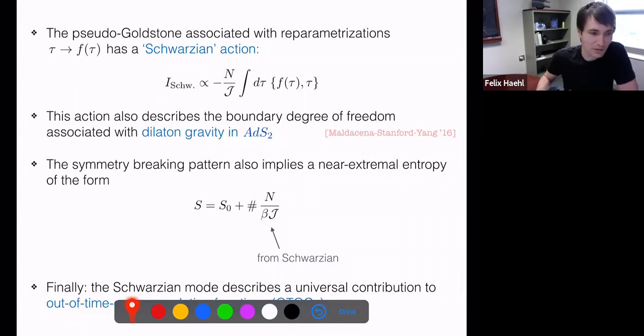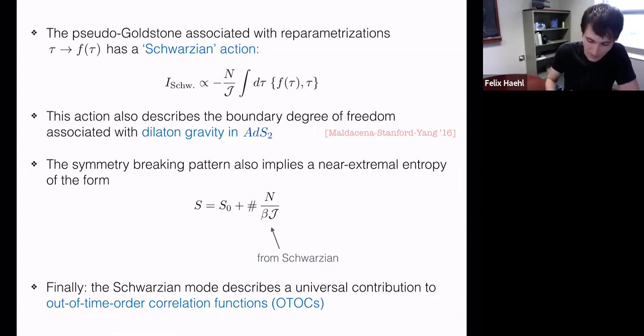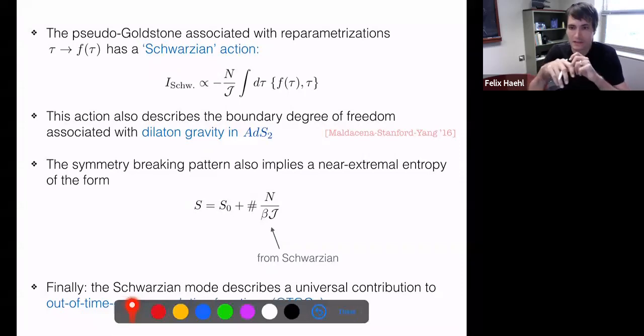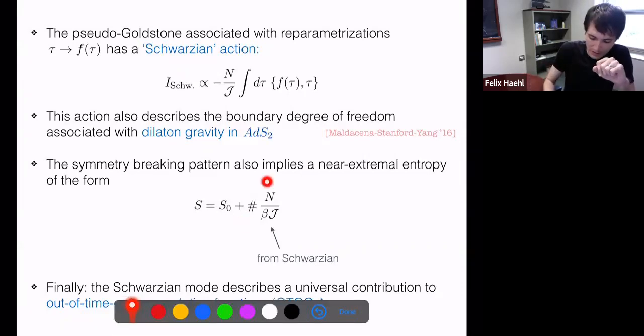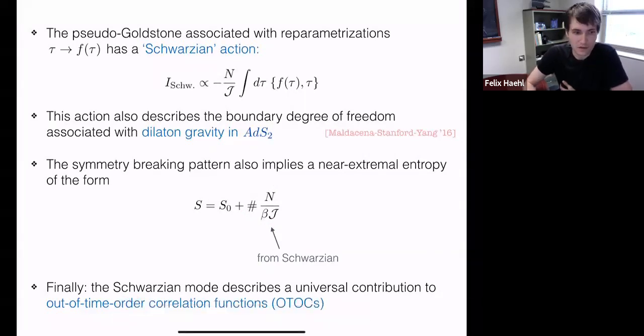can use it to compute the entropy and other thermodynamic quantities at low temperatures. And then you find that the leading contribution, let's say, to the entropy, okay, so first you have a ground state energy and an extremal entropy. But then there's a term in the entropy which is extensive in n and linear in the temperature. So it goes like 1/beta. And this term is associated with the Schwarzian action.